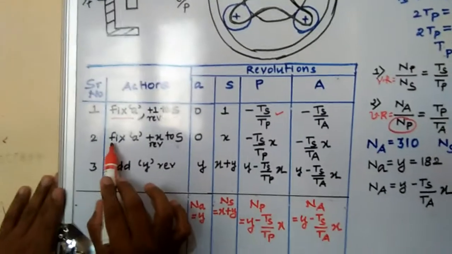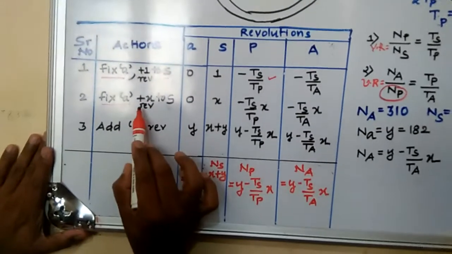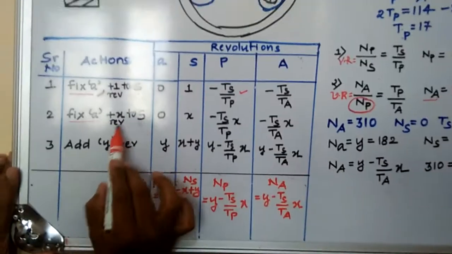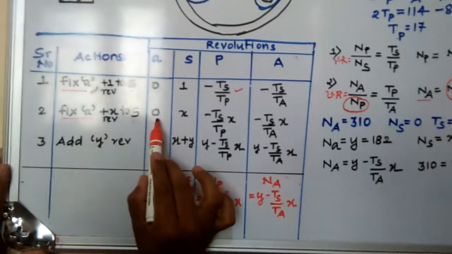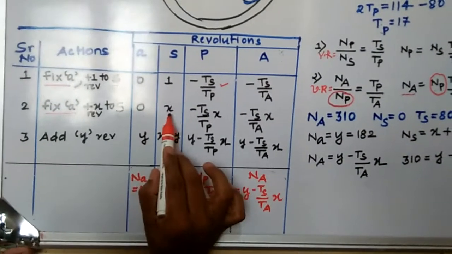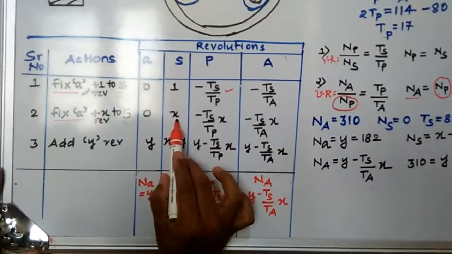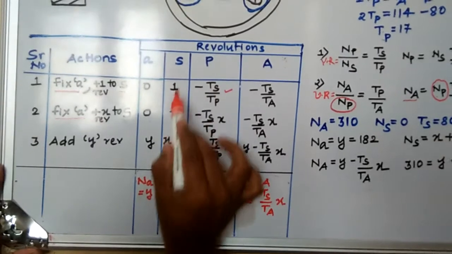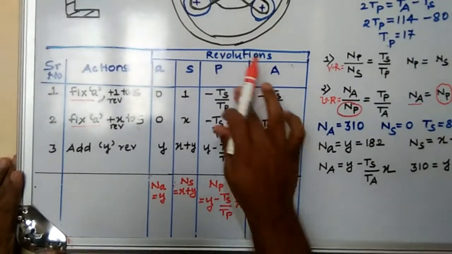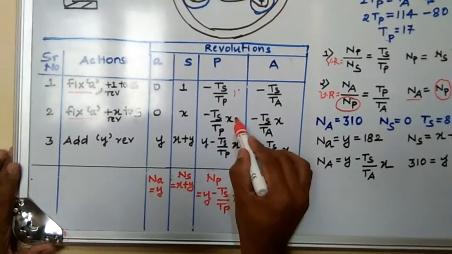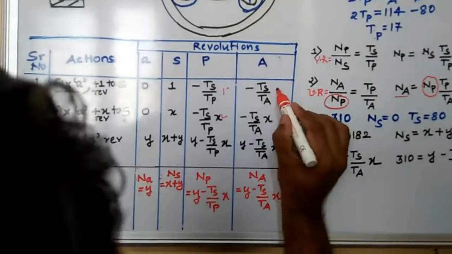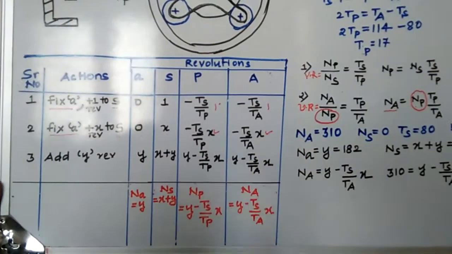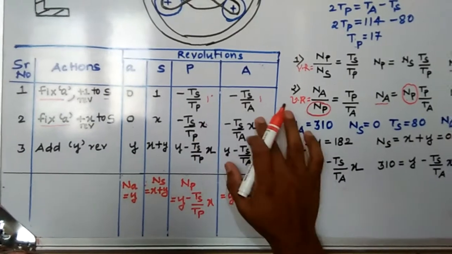Then once again, second column, same concept: fix the arm A. Then you give plus X revolution to S, then it becomes 0. Instead of 1 we are giving X revolution, so you replace the 1 with X. Here also 1 will be there, you replace it with X. Here also 1 will be there, you replace it with X. That much only.